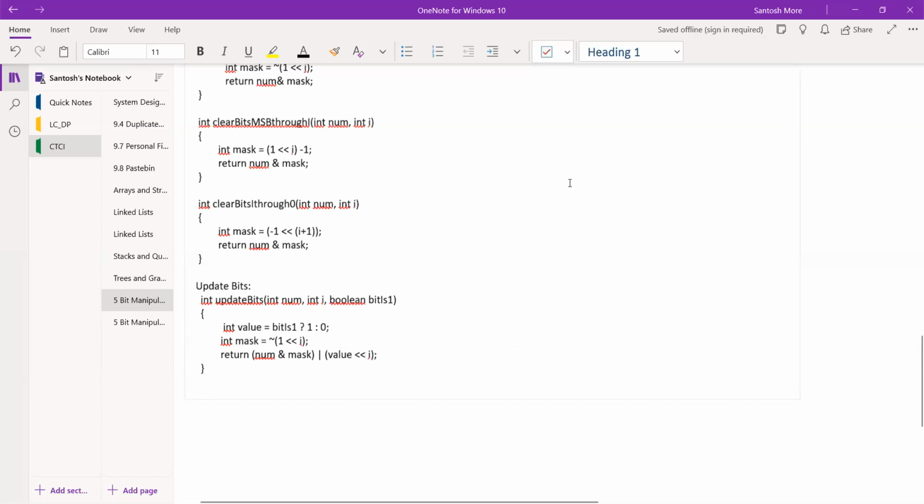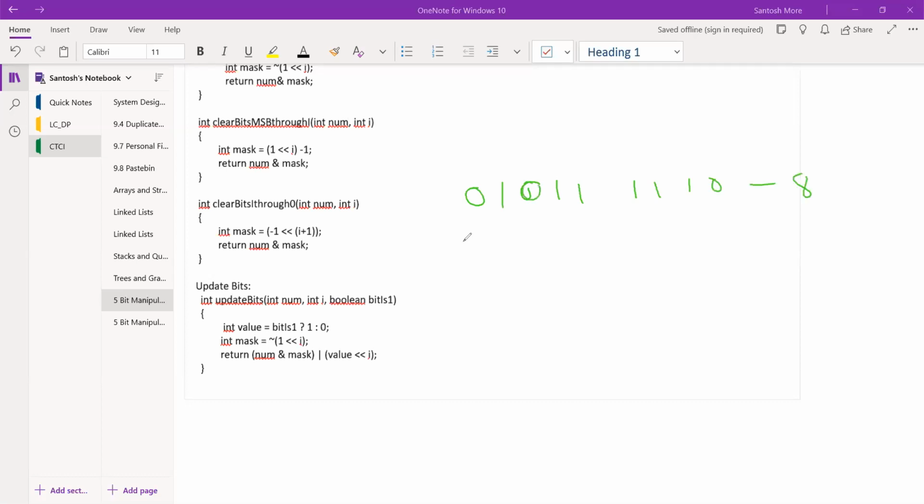Could you walk through an example of clear bit through 0? Okay, let us go. If there is some example like this, right? 0 1 0 1 1 1 1 1 0. So this is our 8-bit representation.